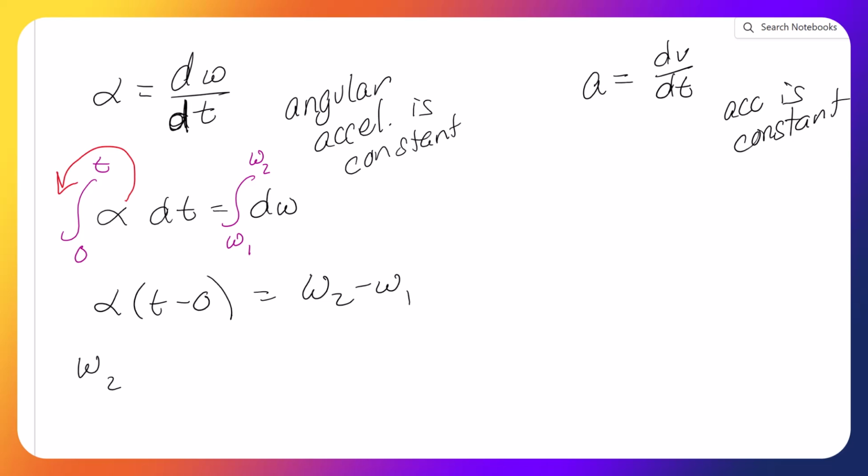Did I do that right? Yeah, my brain is not working. Omega 2 equals alpha t plus omega 1.